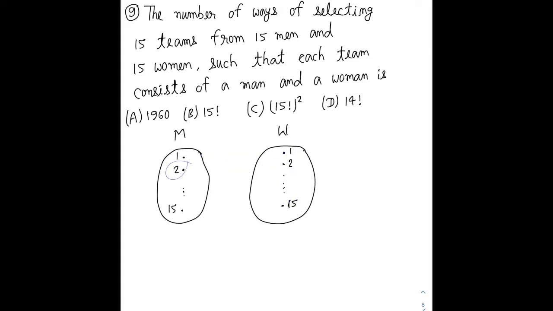Then for the second man, because the first man has already selected one woman, how many women will be left? 14. So for the second man, how many choices will be there? 14. For the first 15, for the second 14, then for the third 13, and so on. For the last it will be 1. So when you multiply all these numbers, you will get 15 factorial. So option number B.